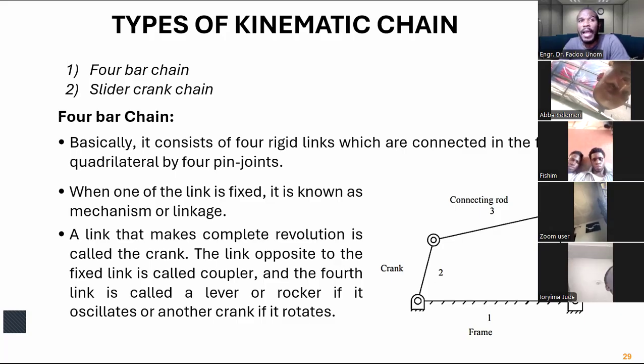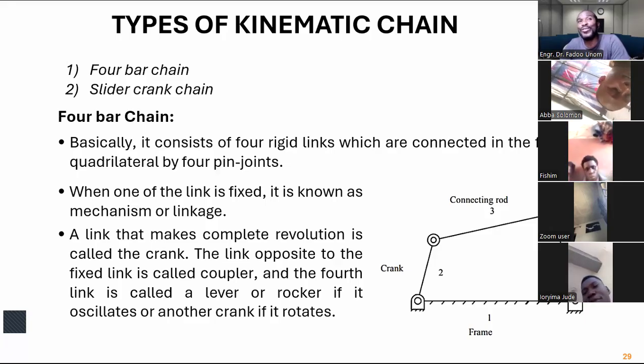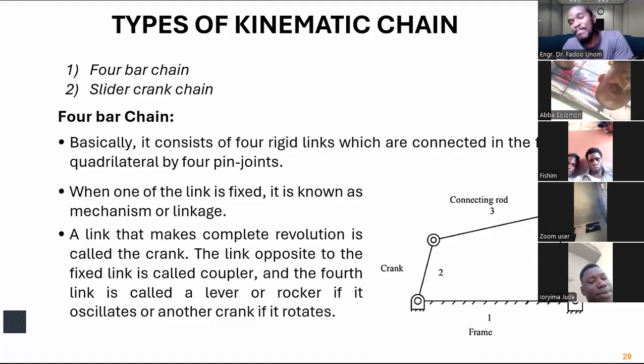Okay, you will see that particularly when we are defining a mechanism. For a mechanism, well, let me not jump ahead of myself. Let's just stick with the 4-bar chain. Okay, so when one of the links, it's actually on this slide, when one of the links of your 4-bar chain or any chain at all is fixed, then we call it a mechanism. Is that okay?